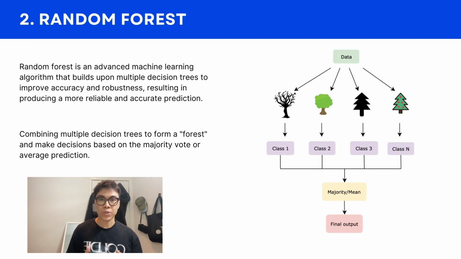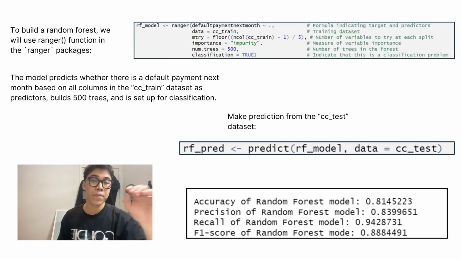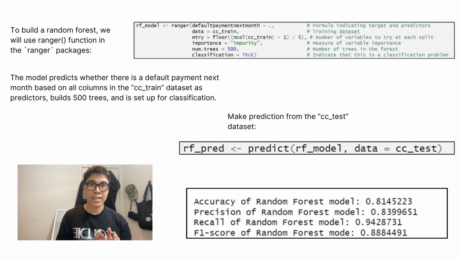Combining multiple decision trees to form a forest and make decisions based on majority vote or average prediction. To build a random forest, we will use the ranger function in the ranger package. The model predicts whether there is a default payment next month based on all columns in the CC train dataset as predictors, builds 500 trees, and is set up for classification. After that, we followed the same process as the decision tree. We make predictions, and from that we calculate the evaluation metrics for our random forest model.